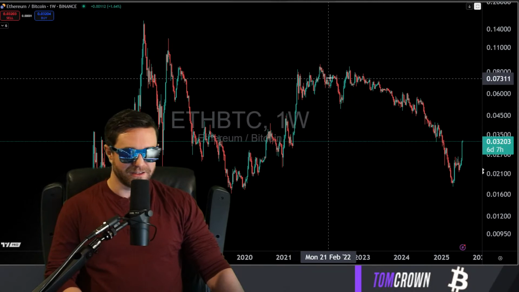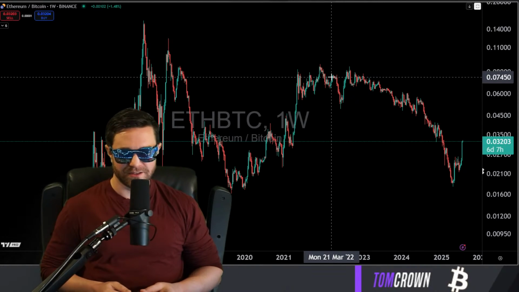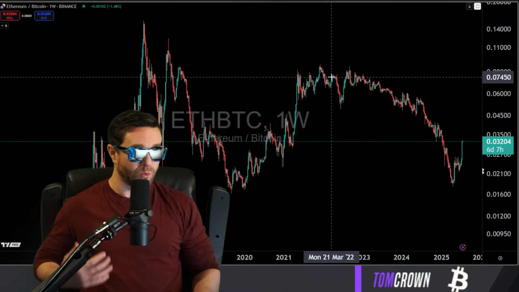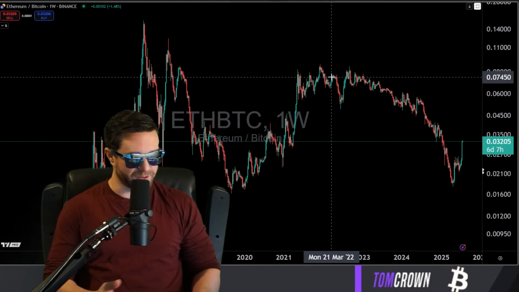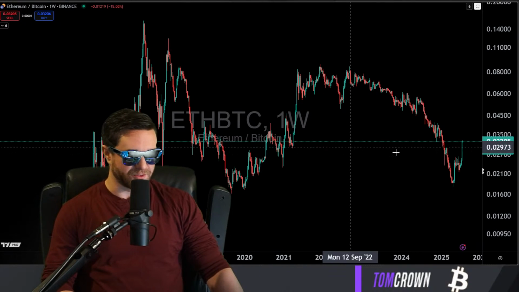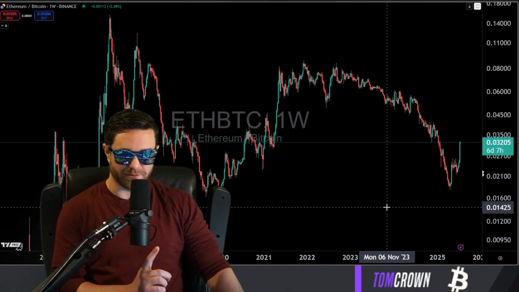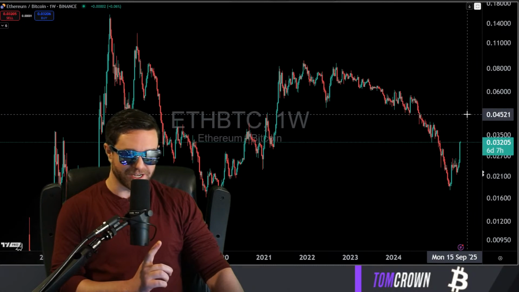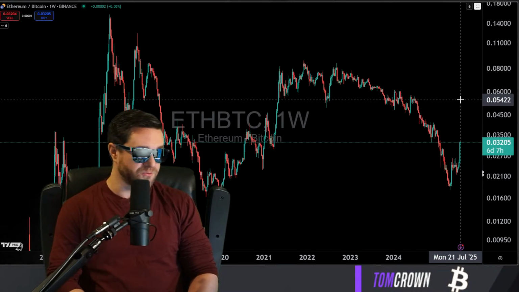Basically, when ETH/BTC moves down, it means that you can buy more Ethereum for each Bitcoin. Actually, it goes the other way here. If you have 0.032 Bitcoin, you can buy one Ethereum right now. As this chart moves up, let's say to 0.05, you now need 0.05 Bitcoin to buy an Ethereum.